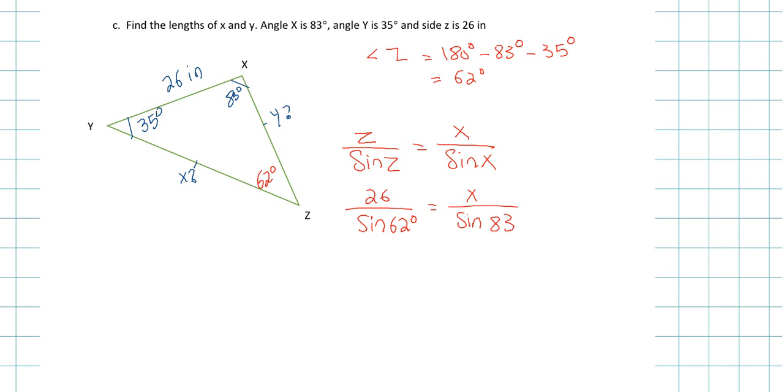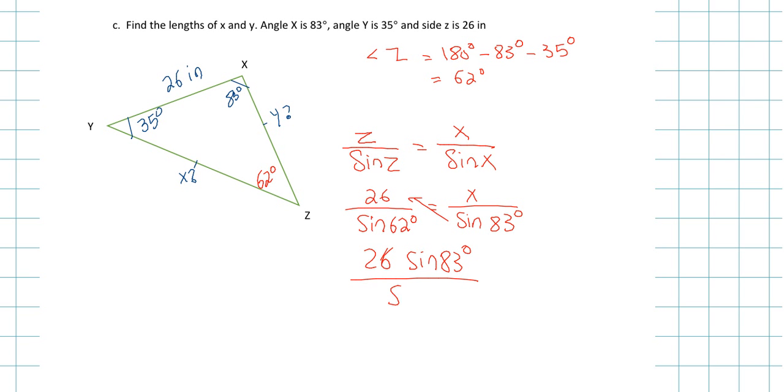Okay. When you're talking about ratio, what do you exactly mean by ratio? A ratio means something divided by something else. Okay? And because I have something divided by something, that's a ratio. Okay? Now cross multiply, so that gives you 26 times sine 83 over sine 62.